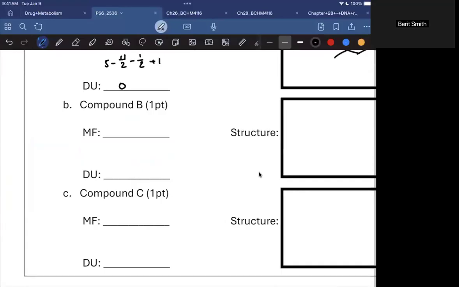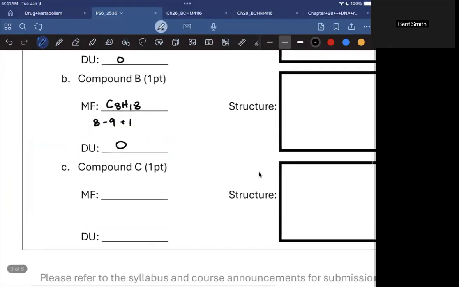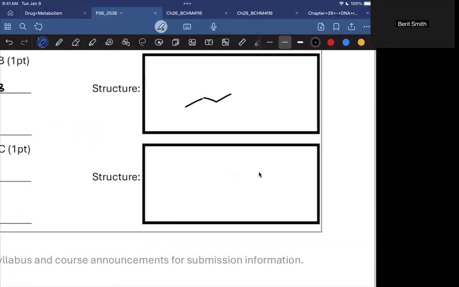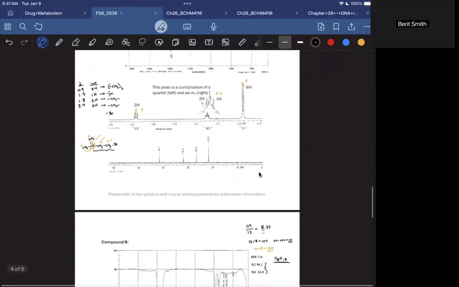So what was it? C8H18. And then DU: 8 minus 9 plus 1 is 0. And then the structure was, I think, like, all right.